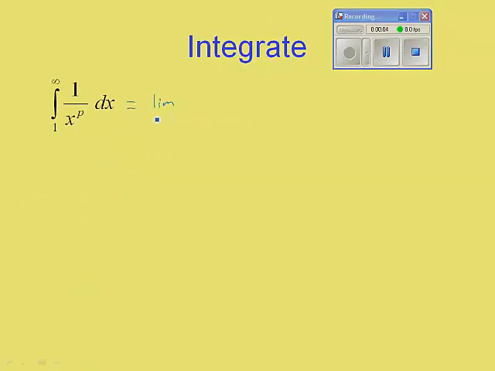First we're going to do the limit as b approaches infinity. And then I'm going to write the integral from 1 to b of x to the negative p dx. So this is the limit as b approaches infinity. Now, do you guys know how to integrate that? P could be any number you want. Yeah, that's what I'm saying. Can we just do it in general? You can? What would it be?